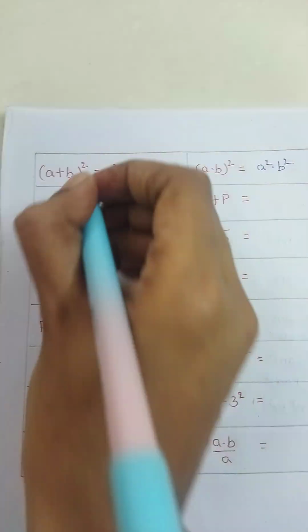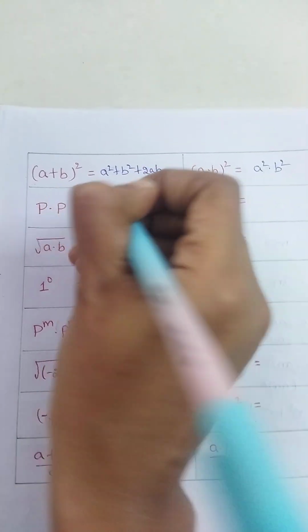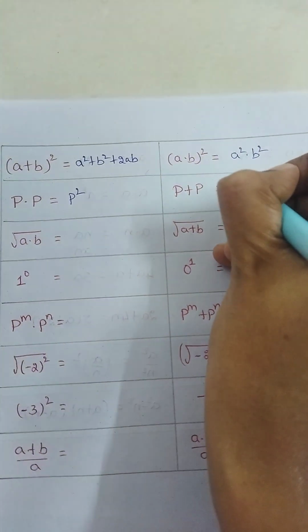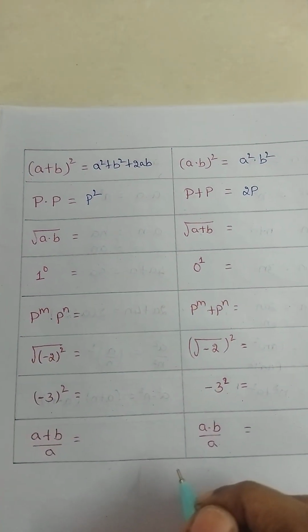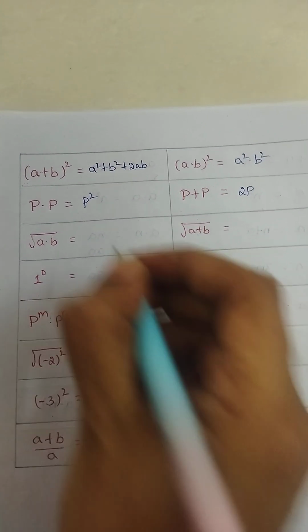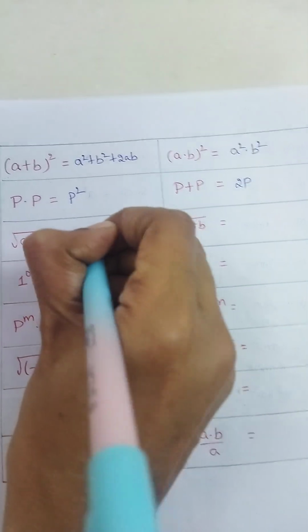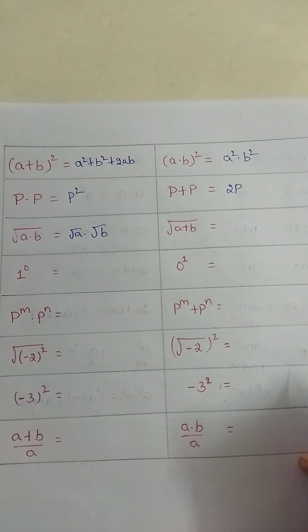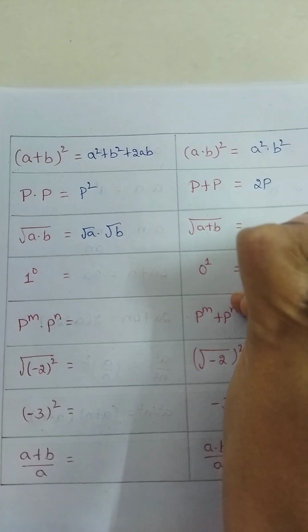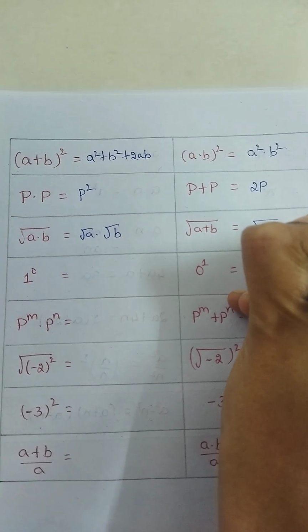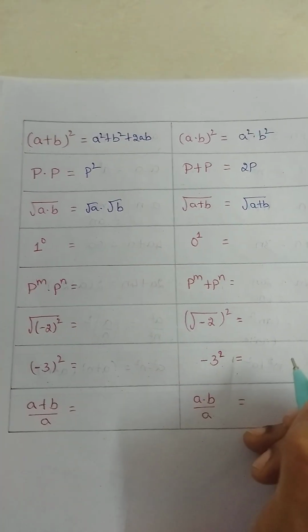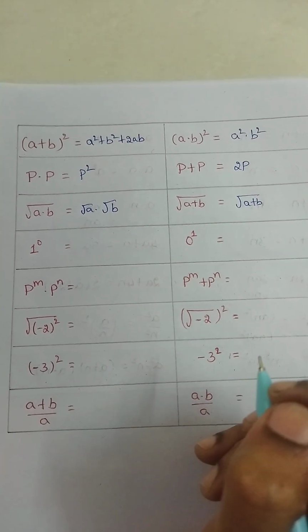p into p equal to p square. Similarly, p plus p equal to 2p. Root ab, it can be written as root a into root b. Similarly, root a plus b can be written as root a plus b, as it is. Anything power 0 equal to 1.